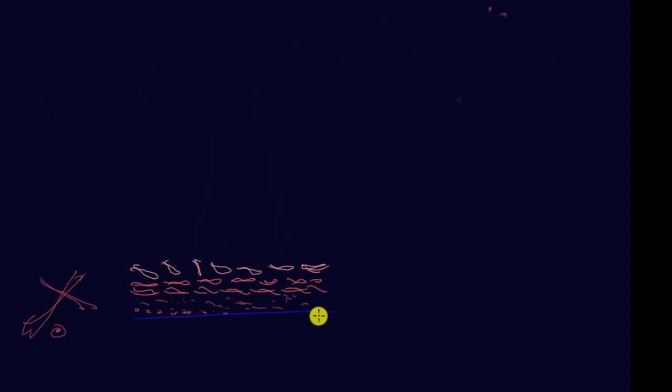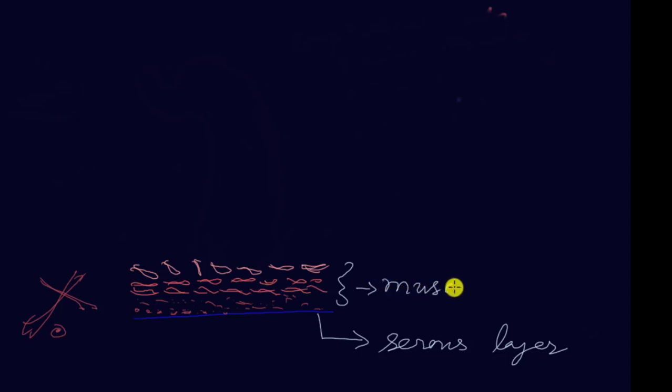So this is your serous layer, then this whole is your muscular layer. Among them, the most inner part is the oblique, then outside to that you'll find the circular, then outside to that you'll find the longitudinal. Clear?